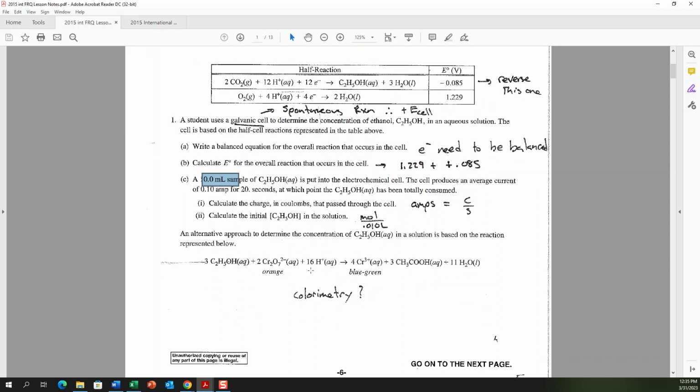Now, here, the next part of the question says an alternative approach to determine the concentration of ethanol in a solution is based on the reaction represented below. And, I was thinking they gave us colors here.